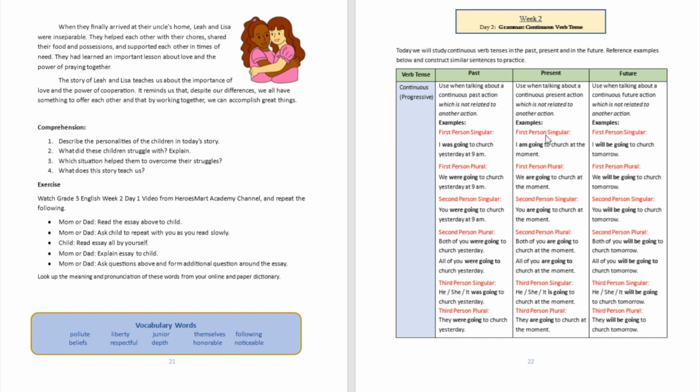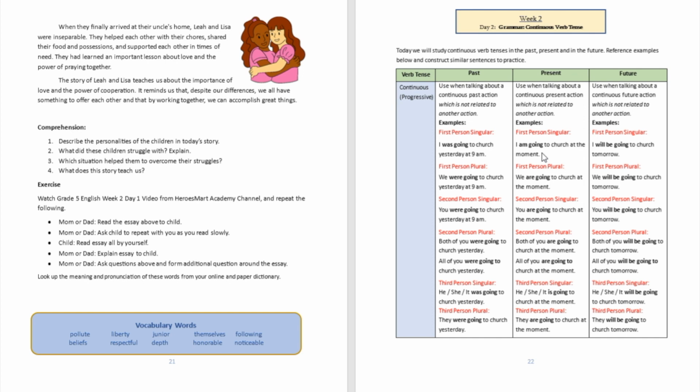So it can occur, of course, as a first person singular, and that's: I am going to church at the moment. All right. So as I'm speaking right now, I'm driving myself to church. That's first person singular. First person plural is: we are going to church at the moment. So we are doing it together.